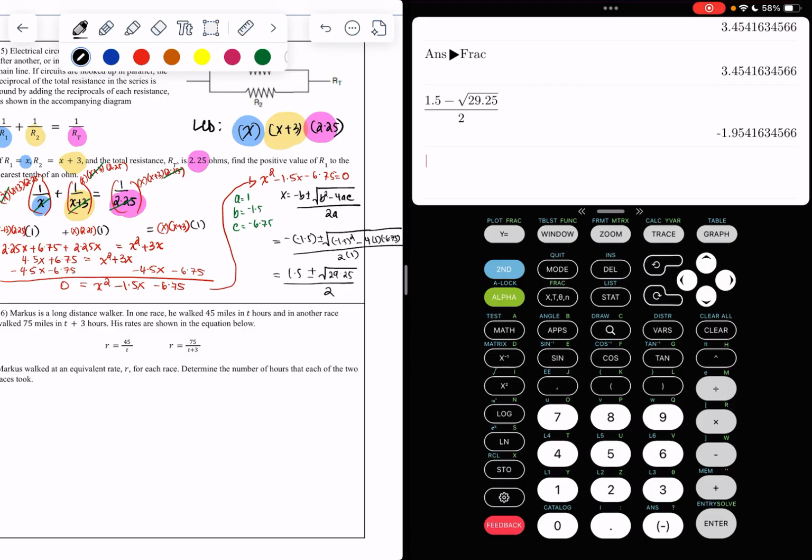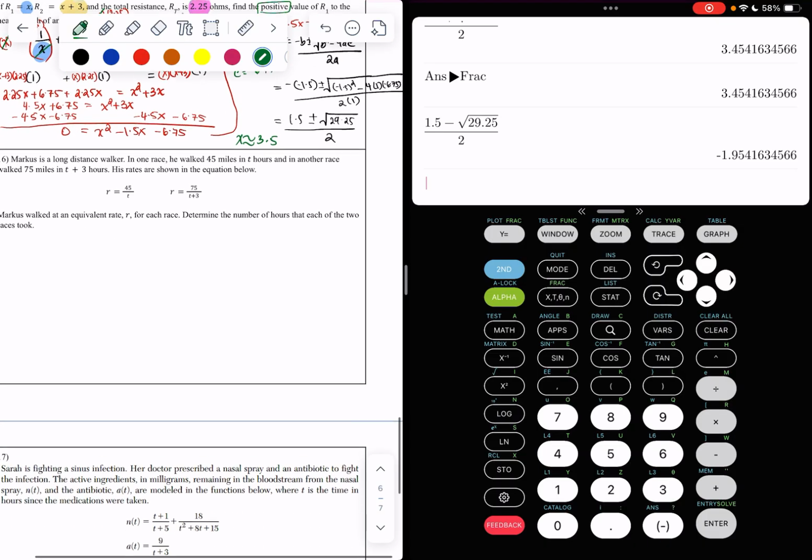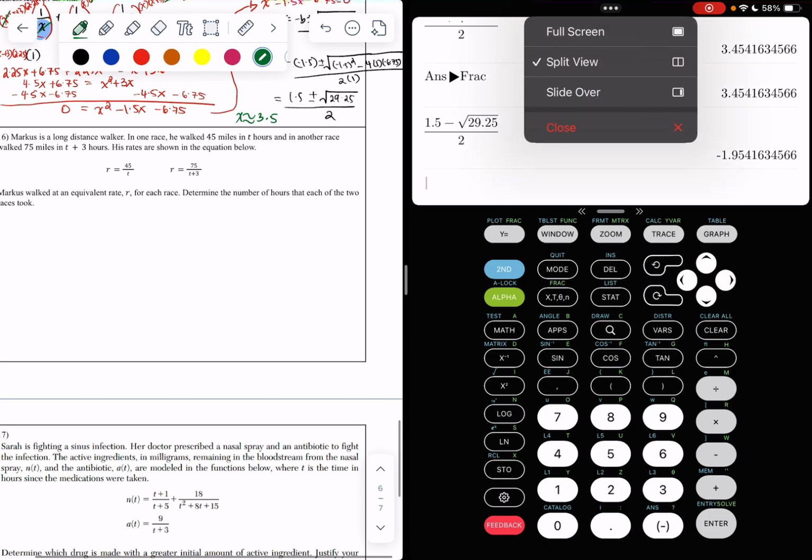We can't have a negative number. We have to, because the question said to only look for the positive. So I'm going to say x is approximately 3.5. Okay, let's take a look at our next question.